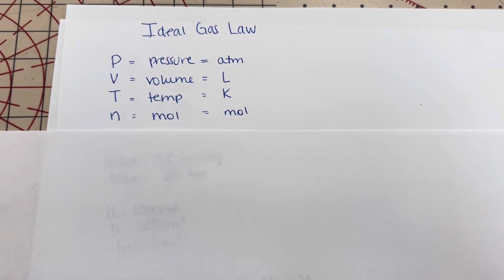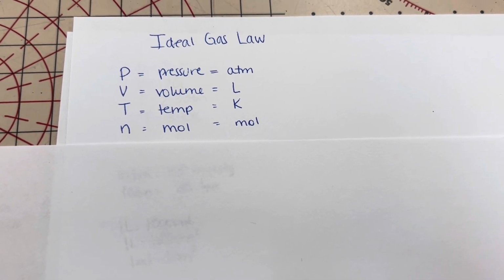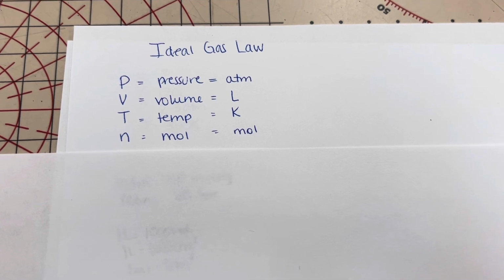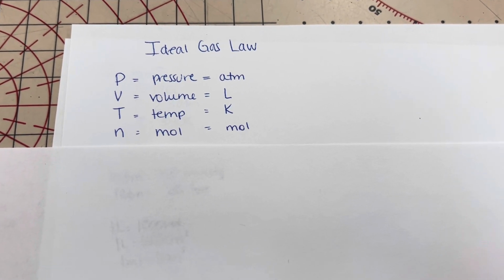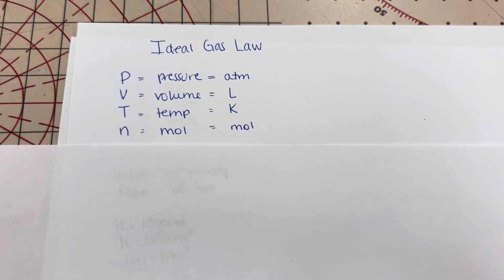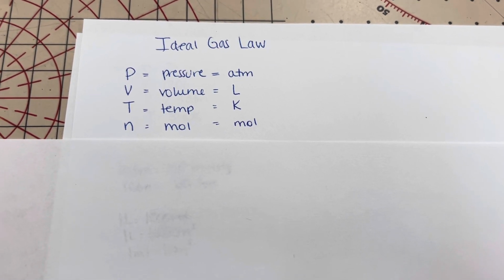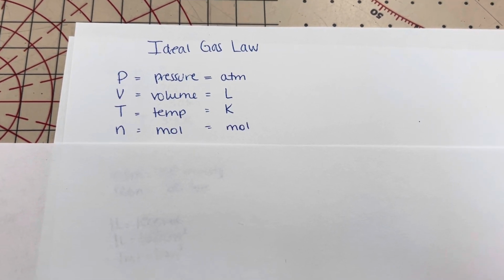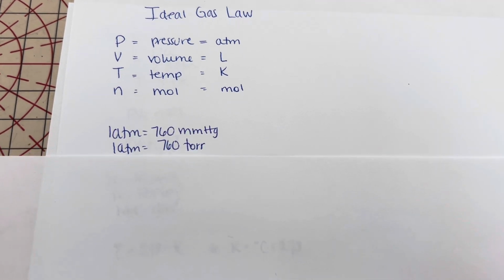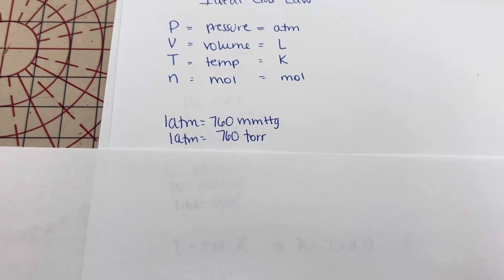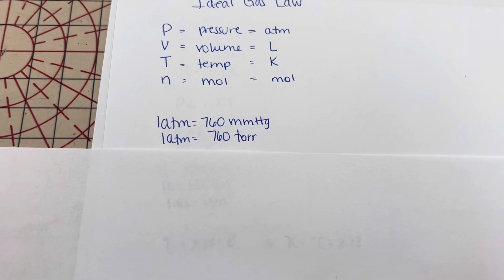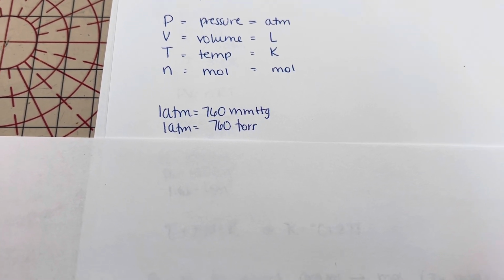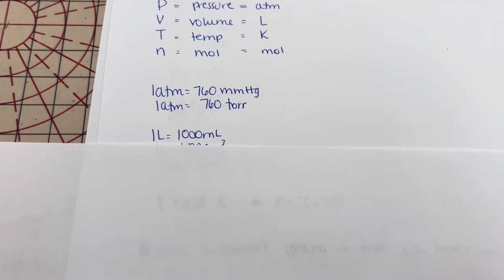The 4th variable is the mole, and we're going to use the letter N to represent the mole. Now, because our problems are not always going to be given to us in atmospheres, liters, kelvins, and moles, let's do a quick review of some important conversions. When talking about pressure, sometimes the problem will be given to us in millimeters of mercury, or torrs, so we will have to convert them into ATMs.